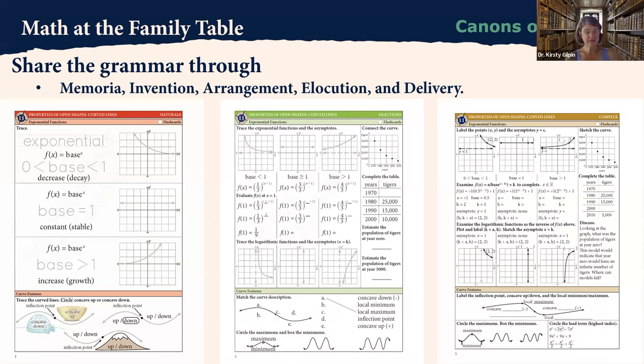Being able to tell those stories back is pulling from your memoria, but also your elocution and your delivery, pulling those stories out and telling them back. We see that all of our students, even though some students we may spend more time with on the core habits, and some may be refining their skills of rhetoric, when we're sitting around that family table looking at our math together, all of our students can access the core habits, the common topics, and those canons of rhetoric in order to learn together and have a conversation together.